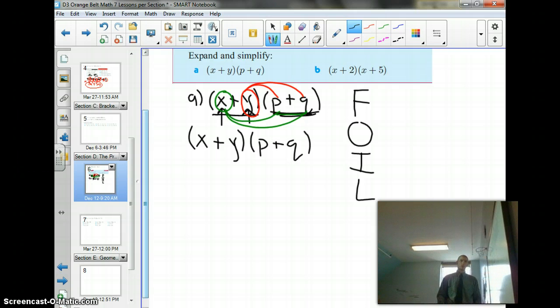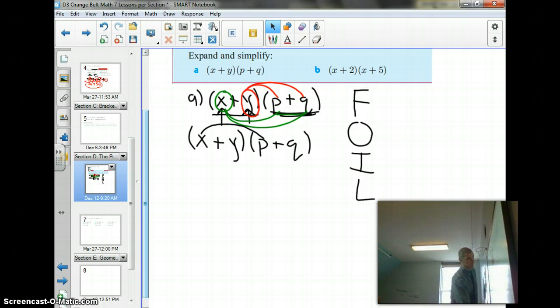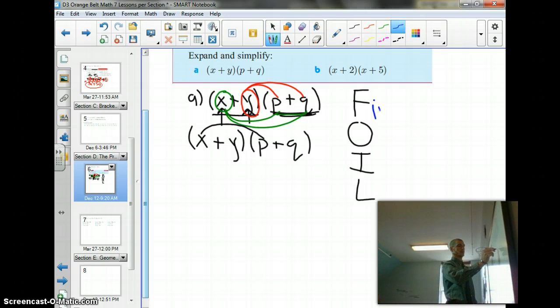Okay, so we have two bracketed sequences. I want to multiply the first letter in the first bracket by the first letter in the second bracket. So x multiplied by p, and that's called first, because all we're doing is multiplying both first letters or numbers or terms together. So x times p is just going to be xp.